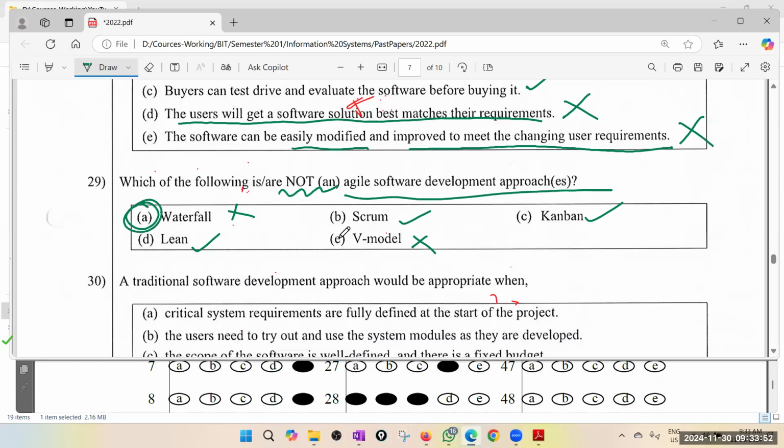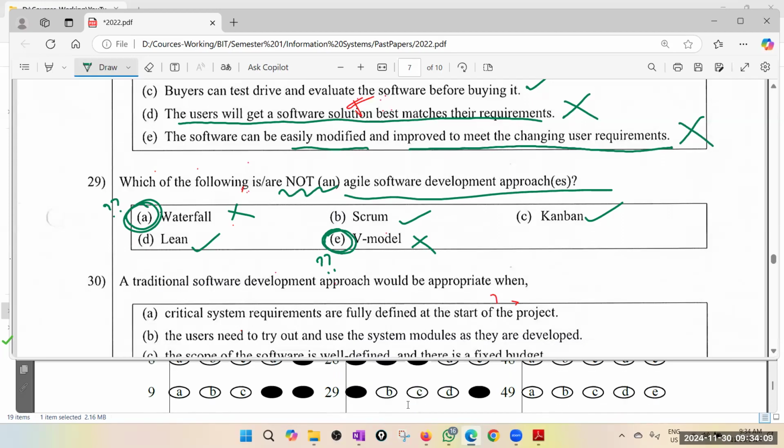Definitely A should be there, because I'm not very sure about V model. I don't know whether it's a new agile approach or not. But because I have not heard of it, I will assume that maybe it is not agile. I'll go for A and E because they're asking for not. Yes, A and E, because Scrum, Kanban, Lean, those are all agile development methods.